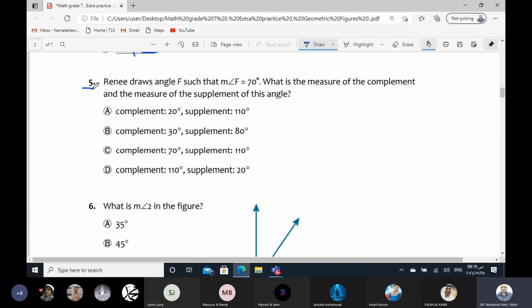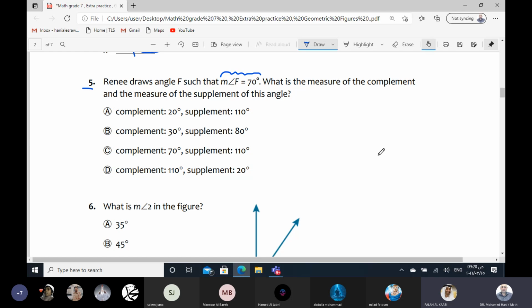Who can read exercise number 5, please? Falah: Rainy draws angle F such that the measure of angle F equals 70 degrees. This is not less than. This is the sign of the angle. M means the measure. Measure angle F equals 70 degrees. What is the measure of the complement and the measure of the supplement of this angle?